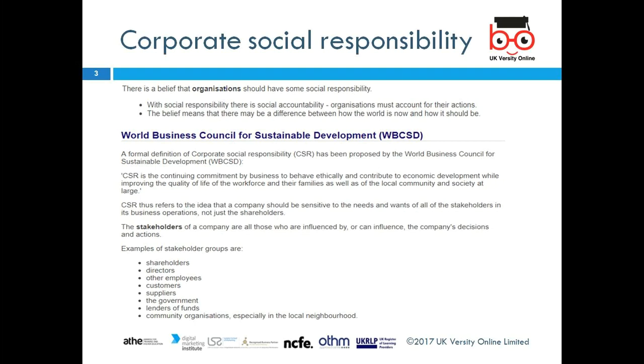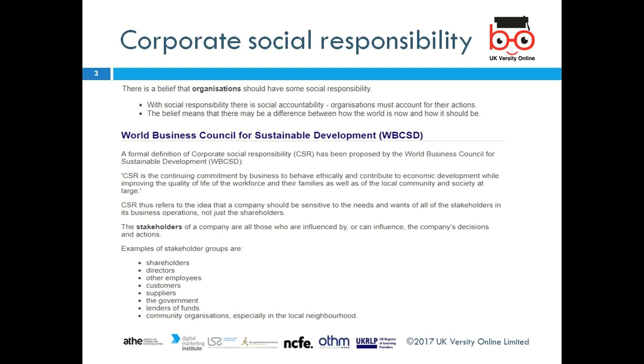So CSR refers to the idea that a company should be sensitive to the needs and wants of all stakeholders in its business operation, not just the shareholder. Shareholders are the investors in the business, but we need to keep in mind the interest of the stakeholders. So what is the definition of stakeholders? Does anybody know the definition of stakeholders?